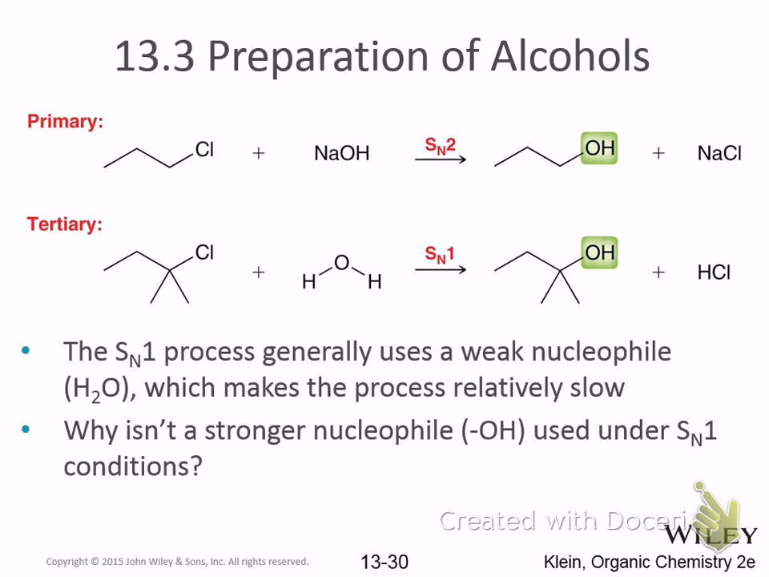Well, we'll start with the simplest ones, right? You can use a primary alkyl halide and sodium hydroxide, and you get a nice SN2 reaction to form the alcohol. You can do a tertiary alkyl halide. This is an SN1 process because this is a bad nucleophile. This is sterically hindered, right? You can't get a backside attack. And so what ends up happening is a carbocation forms.